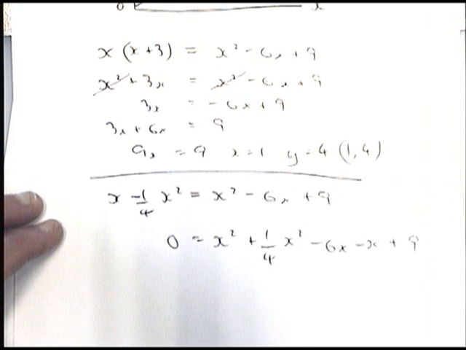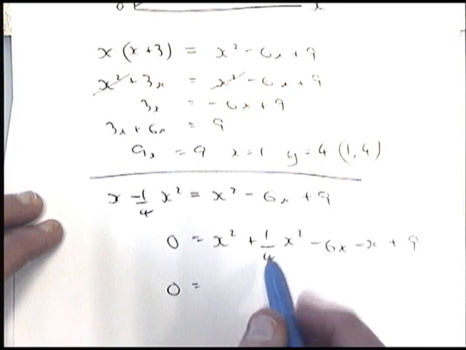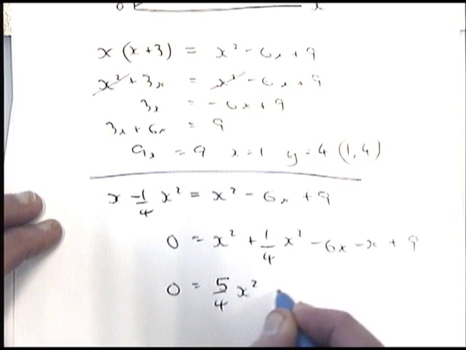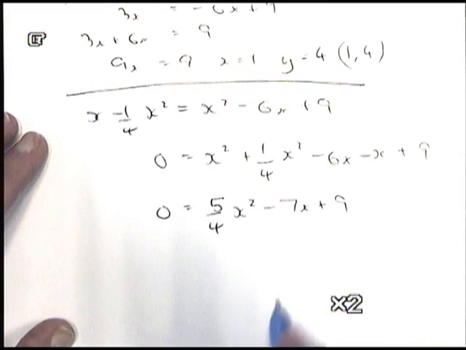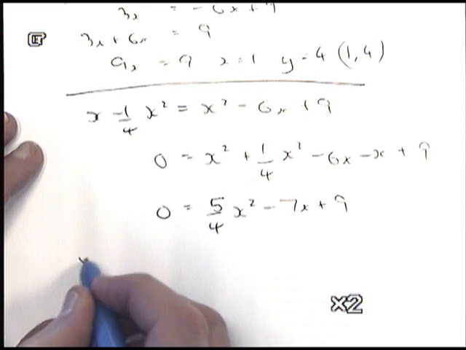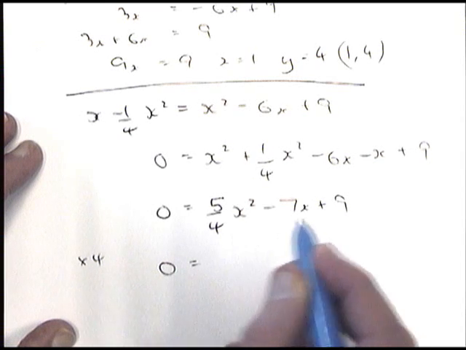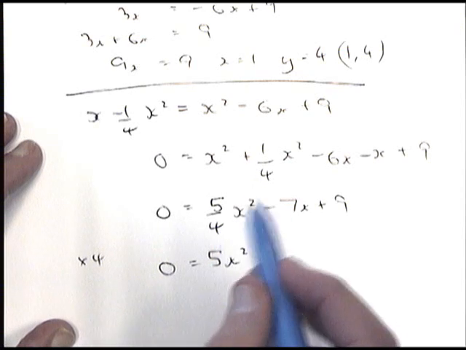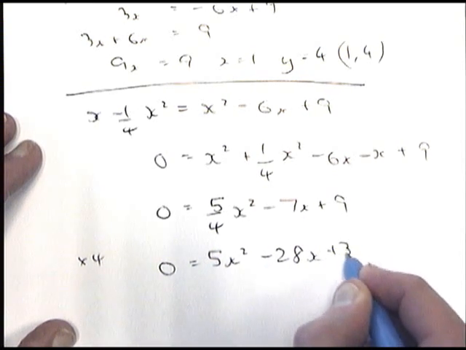Any quadratic equation you want to equal 0. So I've got 1x squared plus another quarter x squared, which is 1 1/4, or 5 over 4, 5 quarters x squared, minus 7x plus 9. I need to solve this equation. I don't like the fraction there. Times everything by 4. 0 times 4 is still 0. Times this by 4, I get 5x squared. It's 5 fourths times 4 is 5. Take away 28x plus 36.